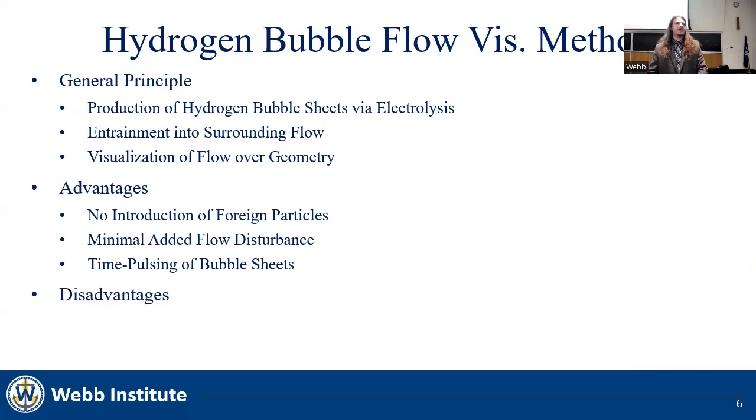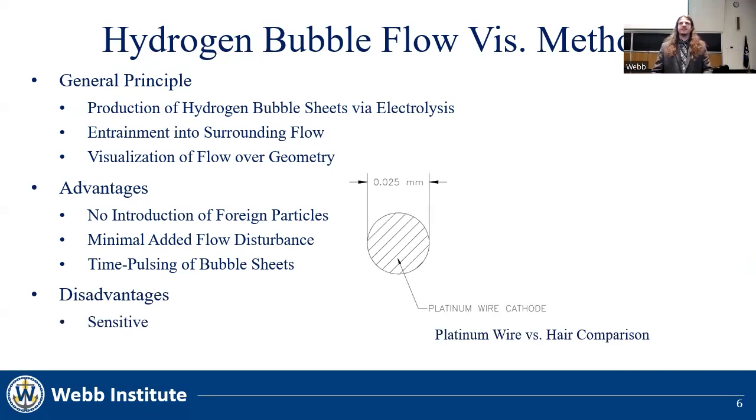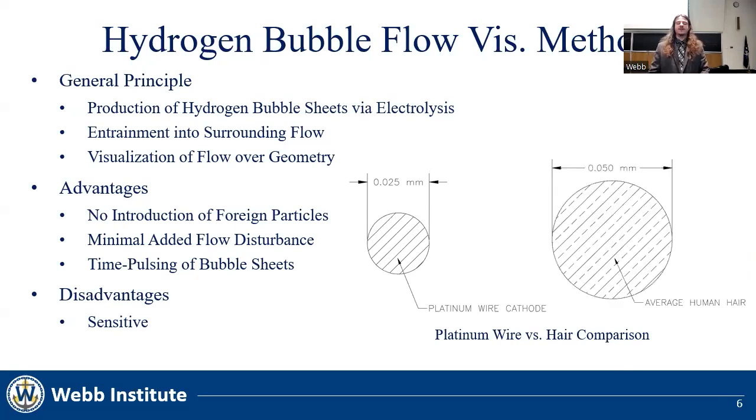There are some disadvantages with the method, namely that it is particularly sensitive, both to particulates in the flow channel and user error because of the very fine wire often used. An example of a typical wire can be seen to the right versus an average human hair. It is also potentially expensive as platinum is often used, which costs about $130 for a 5-meter spool.